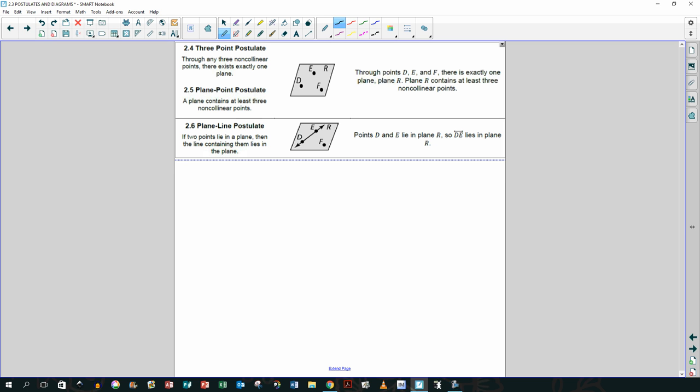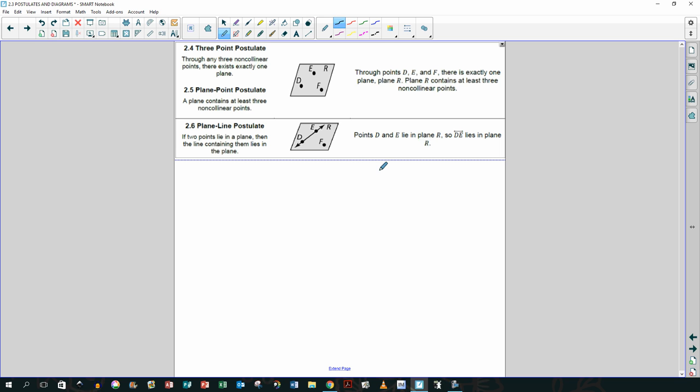We have a 3-point postulate. It says through any 3 non-collinear points, so they have to be random, there is exactly one plane. If they were collinear, it wouldn't be a plane, it would be a line. Then we have the plane-point postulate, which says a plane contains at least 3 non-collinear points. Then we have the plane-line postulate, which says if 2 points lie in a plane, so I have D and E here, then the line containing them is also in the plane.